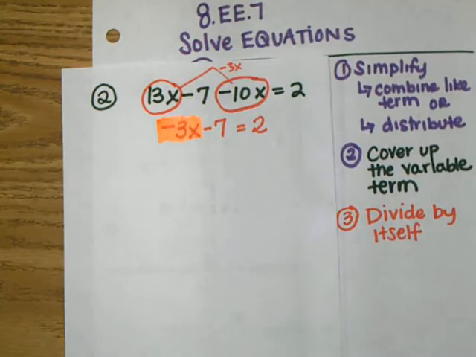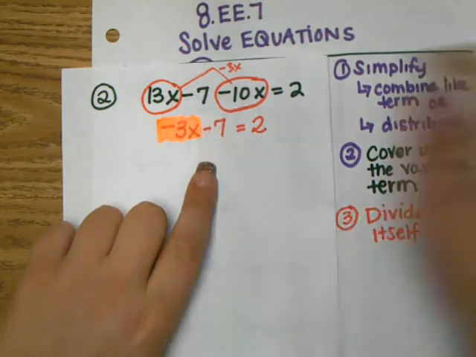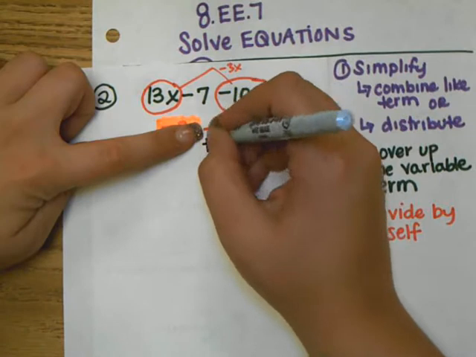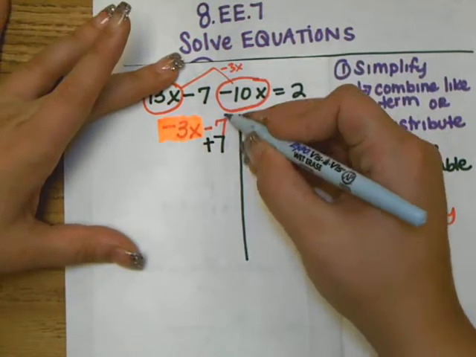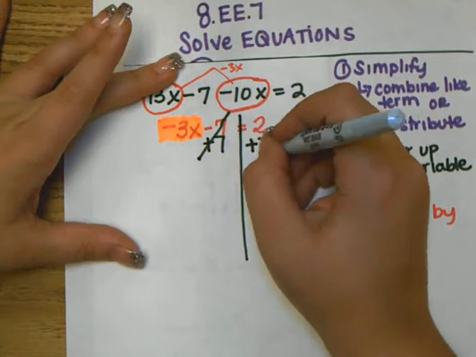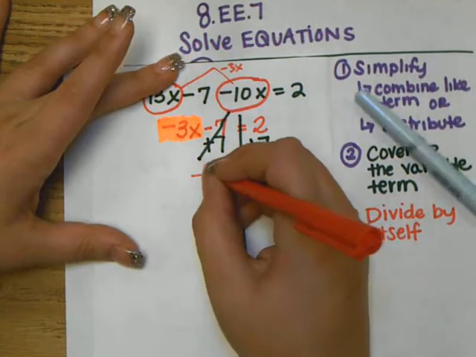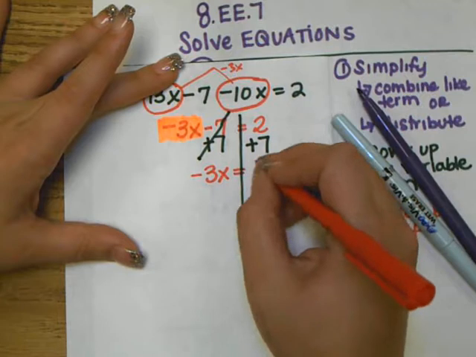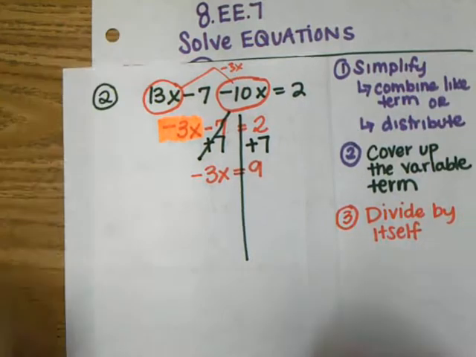Step 2, I'm going to cover up the variable term, or if you have a highlighter, highlight it. Okay. Then I need to get rid of this right here. So if I have a negative 7 and I combine it with a positive 7, that's going to make 0. So I'm going to put a positive 7 on the right side. So I have negative 3x equals 2 plus 7 is 9.